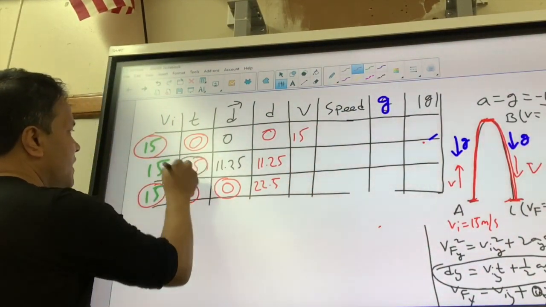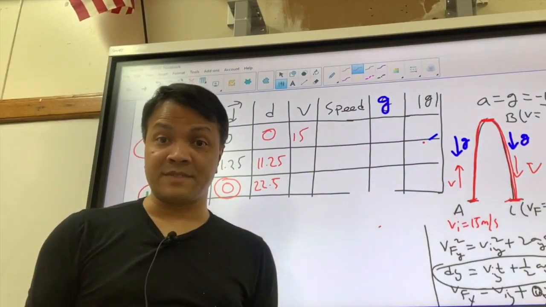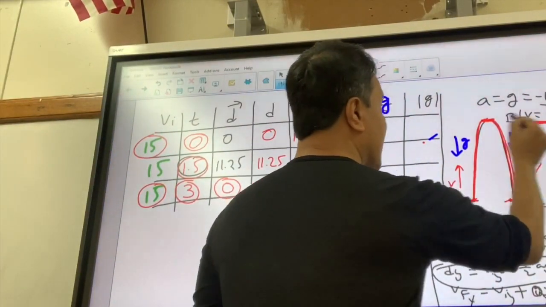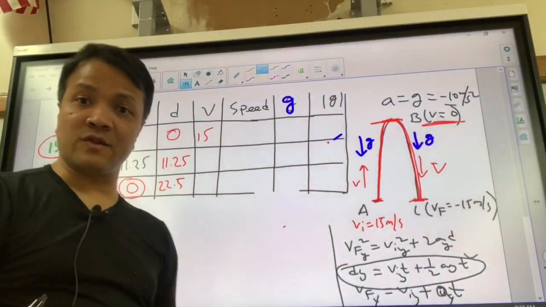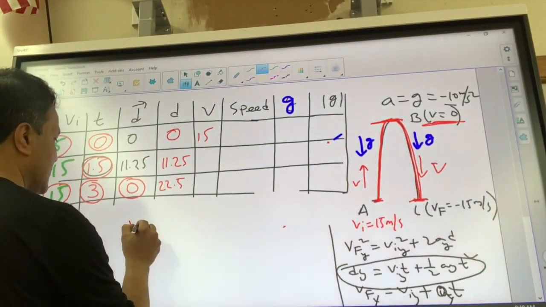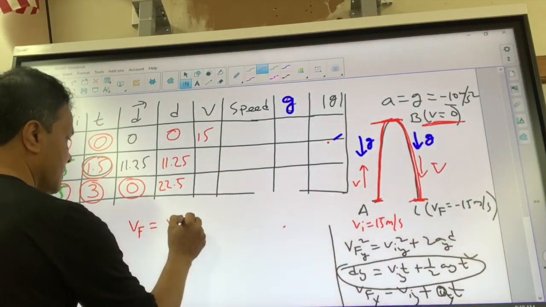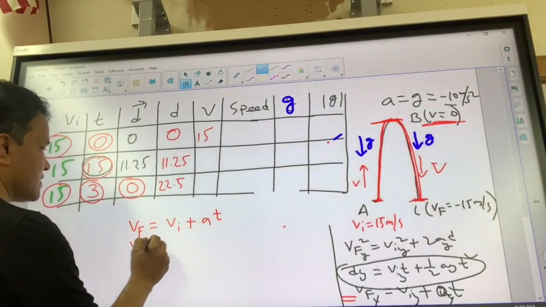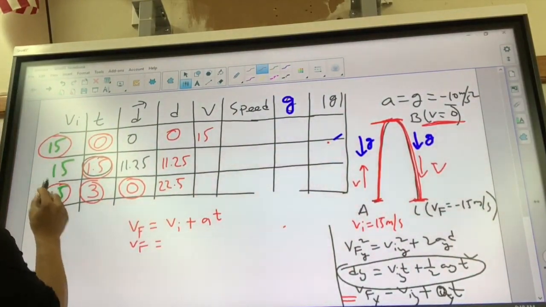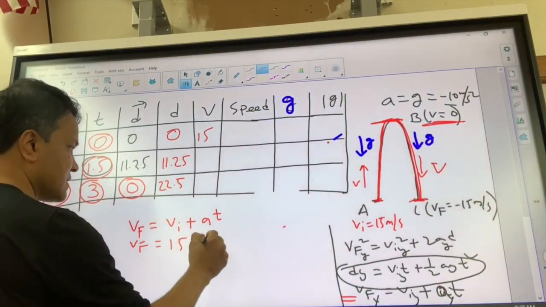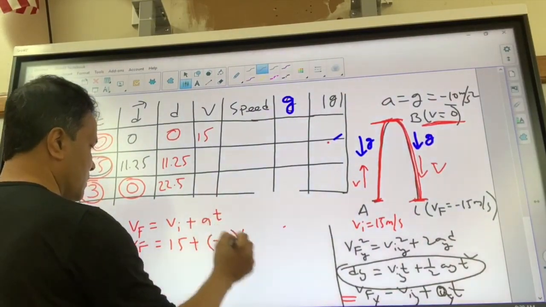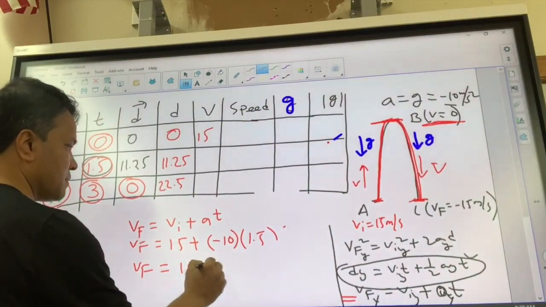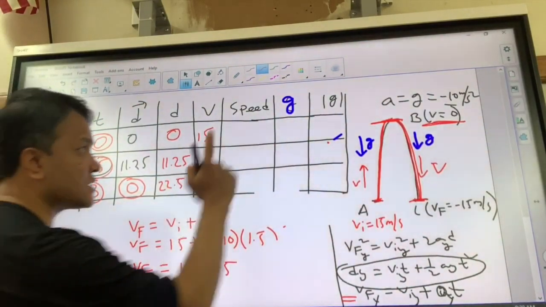Velocity at 1.5 seconds. I don't know the velocity at 1.5 seconds, but I said that it is 0 at the top. So velocity at the top is 0. Now let's prove that. Vf is equal to Vi plus at. I'm using this formula right now. Vf is equal to Vi, 15, plus negative 10 times 1.5. So Vf is 15 minus 15. So velocity at the top is 0.